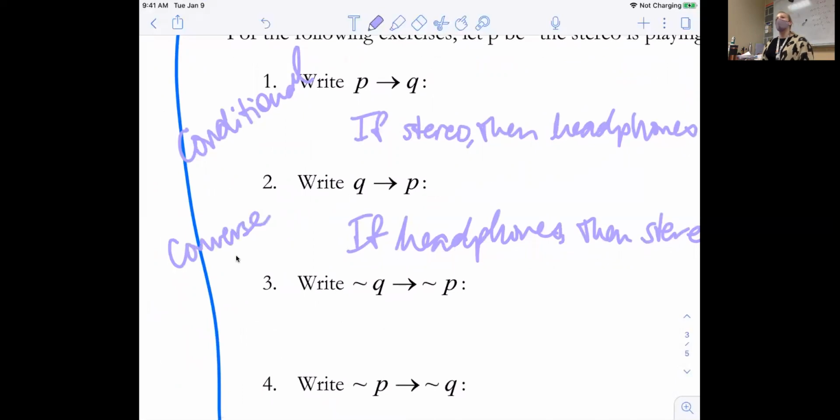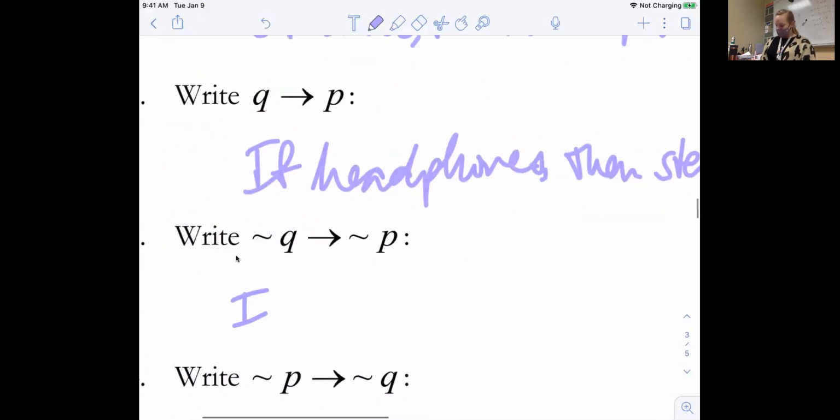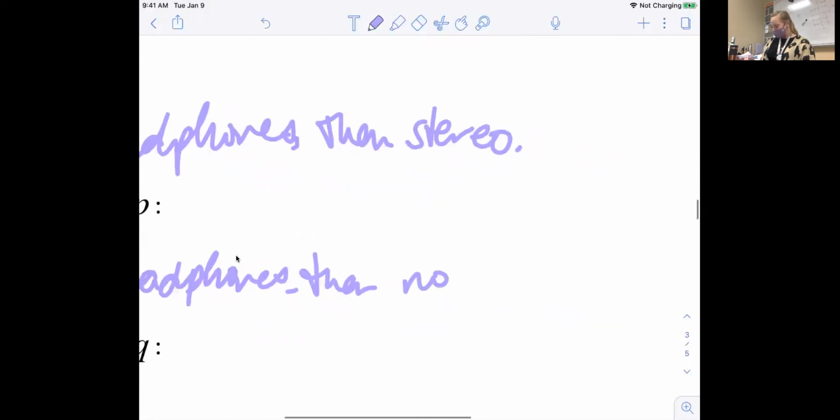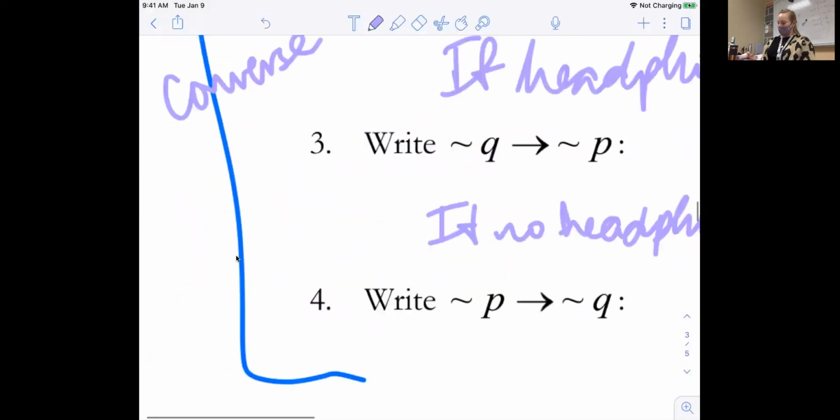All right. Who wants to help me on 3? Amanda? If I'm not wearing headphones, the stereo is not. Good. So if not wearing headphones, then no stereo. Very good. And then what do we call that statement if it's not Q and not P? Contrapositive.